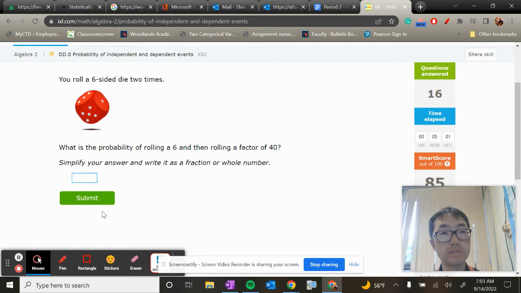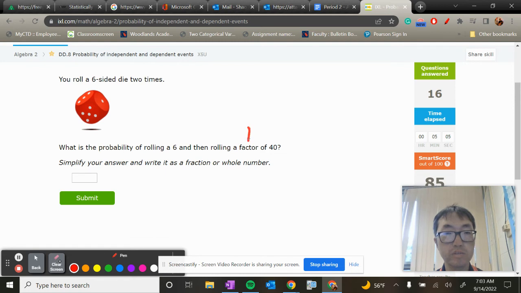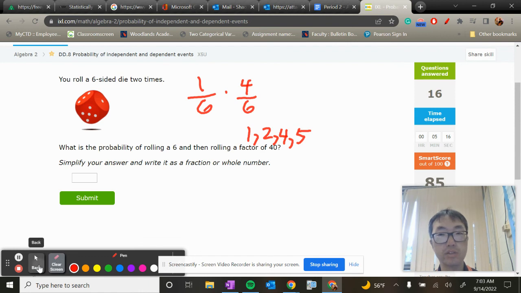6-sided die 2 times. Ew. Factors of 40. 1, 2, 4, and 5. So 1/6 times 4/6. 1/9, I believe.